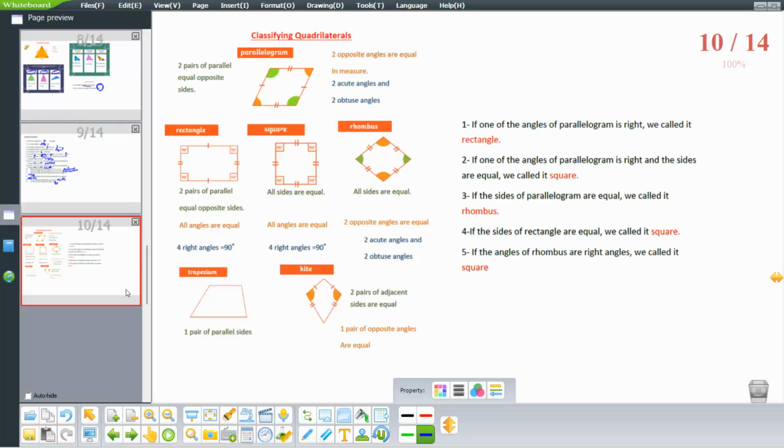Okay. Classifying the quadrilateral. We know that the quadrilateral is a shape or polygon which has four sides, four vertices, and four angles. Okay, the famous family of the quadrilateral is the family of the parallelogram. Okay, let's see the family of the parallelogram.